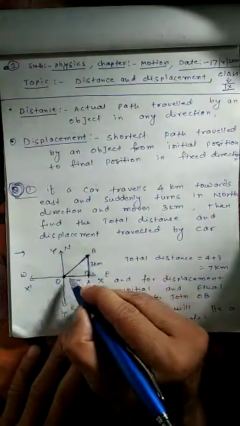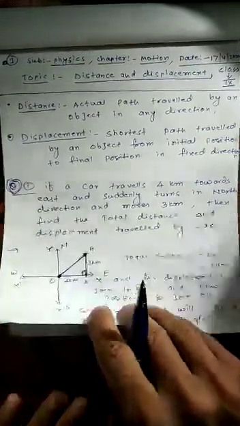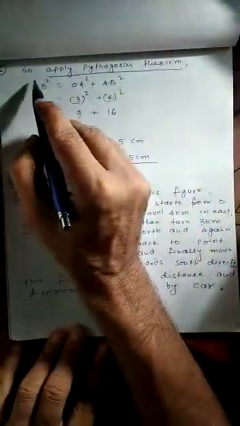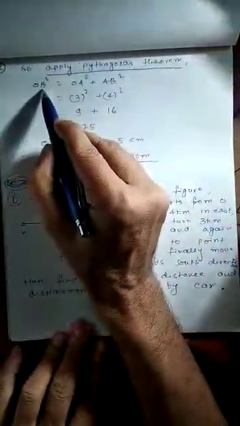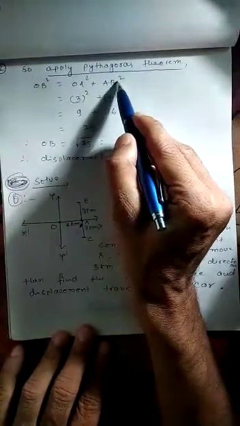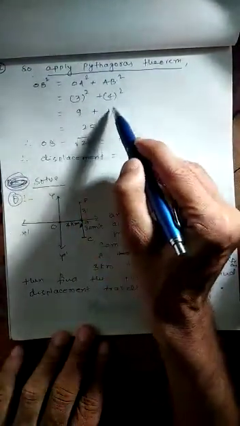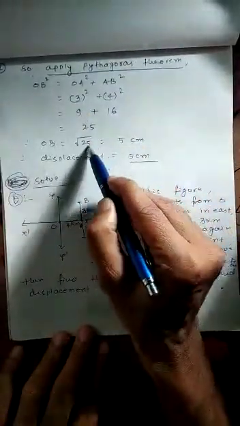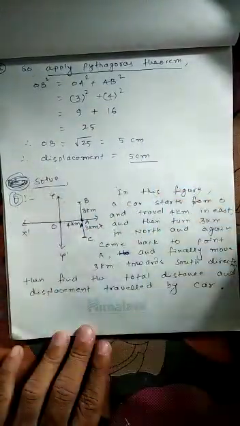So now here what we see here? This triangle is what? A right angle triangle. Now in right angle triangle we all know that, so apply Pythagoras theorem. Hypotenuse square is equal to perpendicular square plus base square. Here OA is what? 3. AB is what? 4. So 3 square 9, 4 square 16. Add this, 16 plus 9, 25. So OB is equal to what? Under root 25 is equal to 5 centimeter. So total displacement is equal to 5 centimeter.